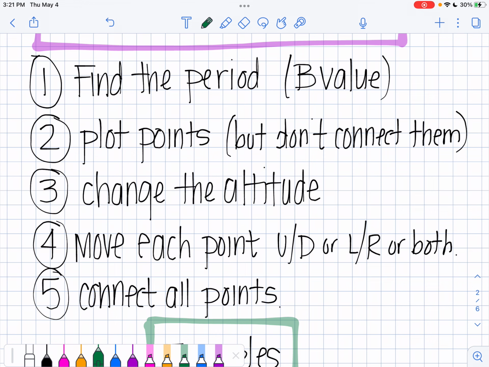So first you want to identify what the period is. Plot out the points, so you can determine what those 5 main points are that you're going to have.